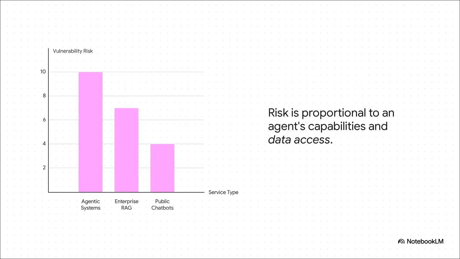And let's be realistic, right? The risk isn't the same for every application. A simple public-facing chatbot, the risk is moderate. But an agentic system that's plugged into APIs, that can browse the web, read your email, and act on your behalf, that is the highest risk category by a long shot. The more power you give an agent, the bigger the target on its back.